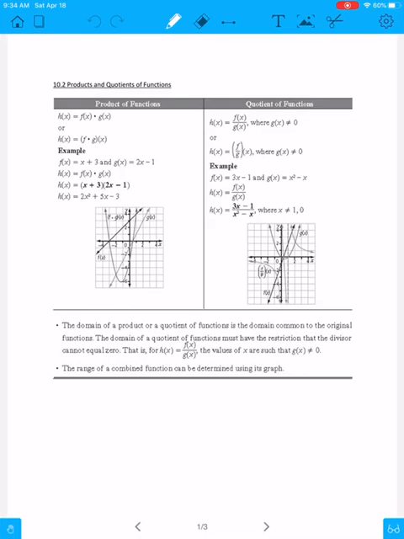So our next lesson is 10.2, products and quotients of functions. The last one we did addition and subtraction, and this one we're going to do multiplication and division. Now, on this front page, it goes through a little summary of what we did last time: f plus g, f minus g, f times g, or f divided by g.